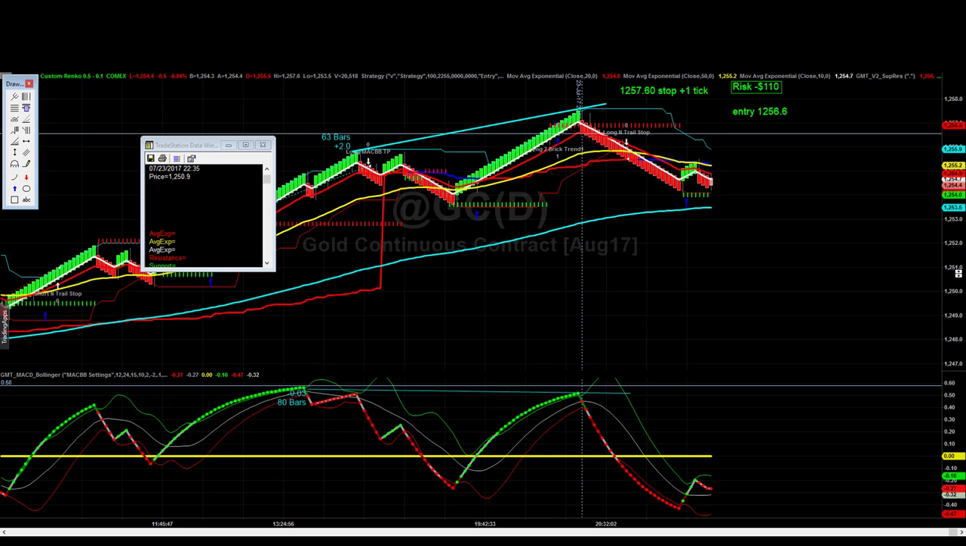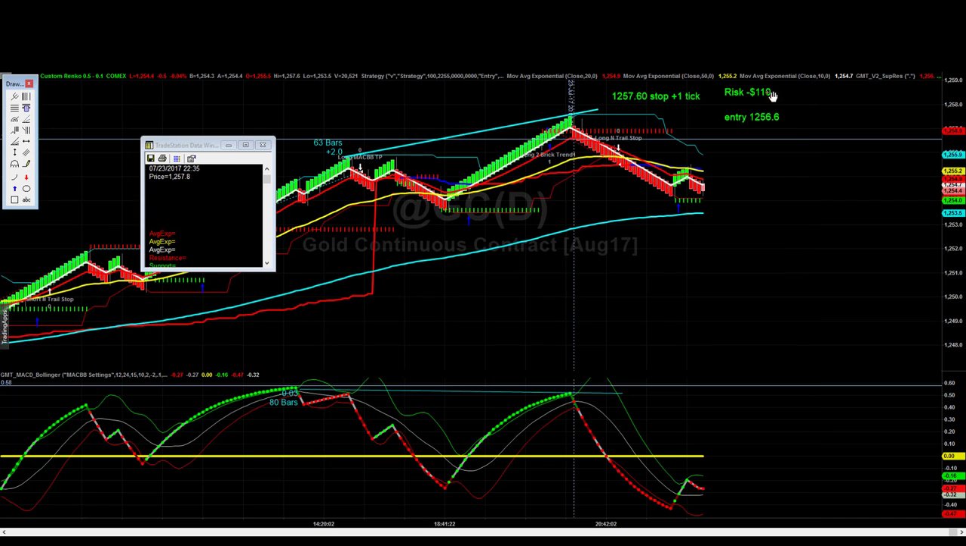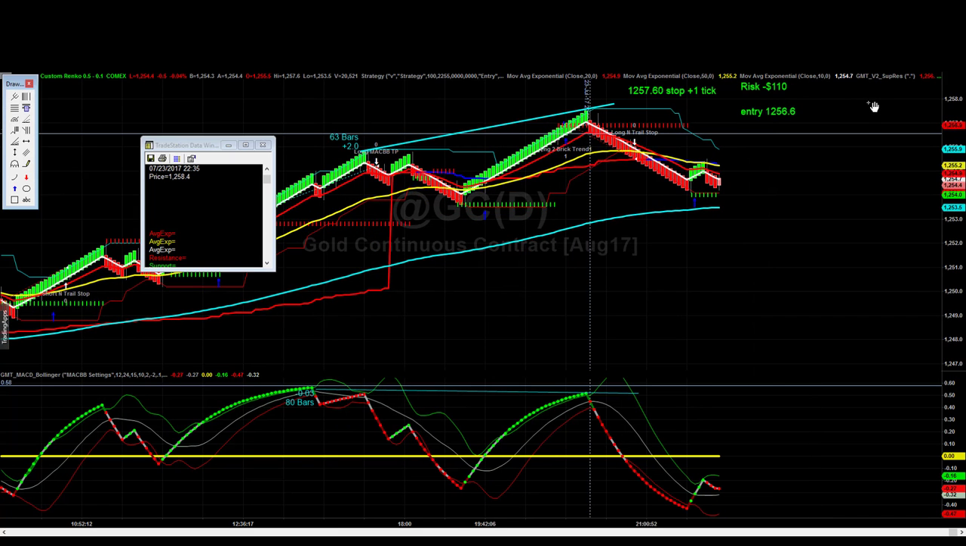I like to have a 2-to-1 reward to risk on the reversals. So even if I'm in on the trend, I'm still looking to take profit on this trade. So ideally 2-to-1. I typically don't go 3-to-1. I generally go 2-to-1 on the reversal. So if I'm looking for $110 worth of risk, I'm looking for 220 profit.